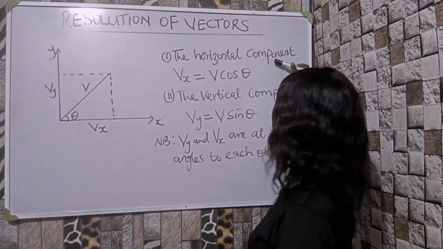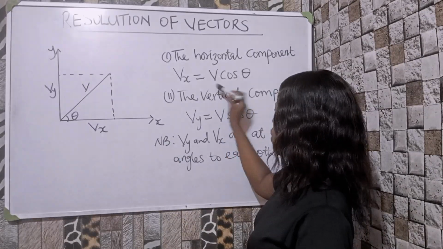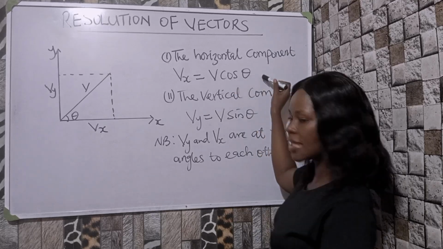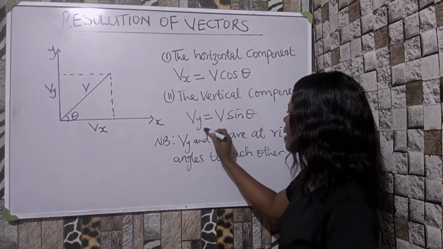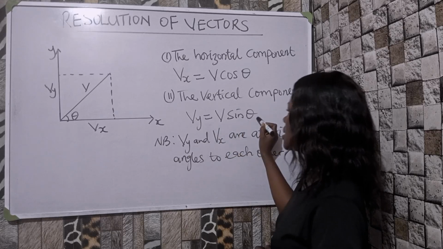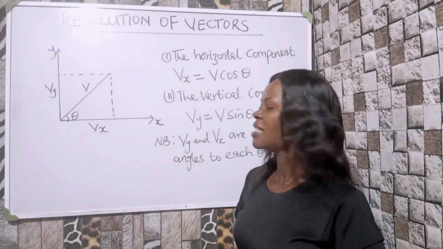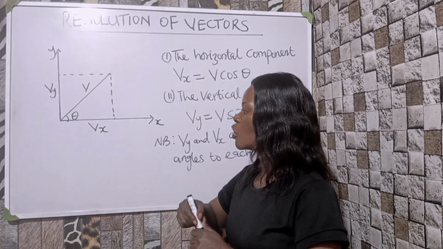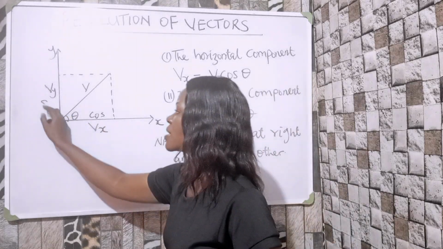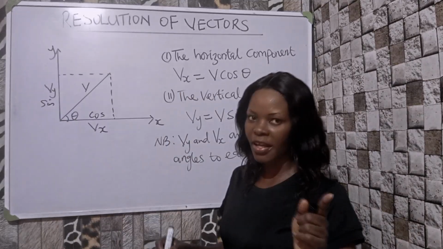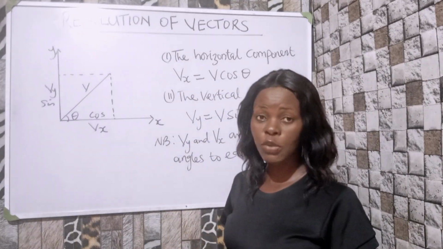The horizontal component Vx is equal to v cos theta, while the vertical component Vy is equal to v sin theta. What are they trying to say? They are trying to say that the horizontal goes with cos, and vertical goes with sine. Don't forget that. Horizontal goes with cos, and vertical goes with sine.